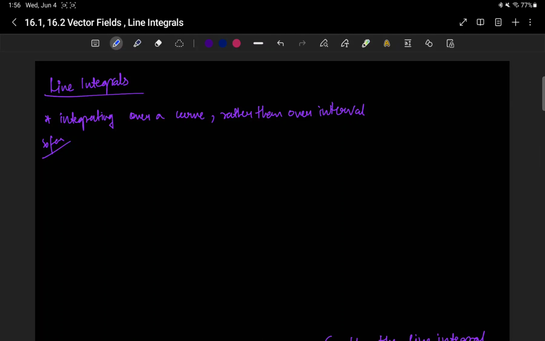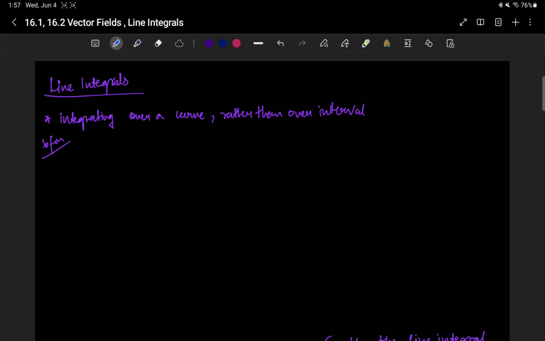Hi everyone, in this video we will learn about line integrals. So we have vector functions now, or vector fields as we're calling them, and you've learned how to do derivatives with them in a previous class, which is Calc 3. And now the next half of this course is going to be about taking integrals of vector kind of functions.